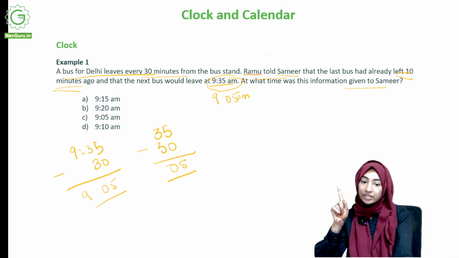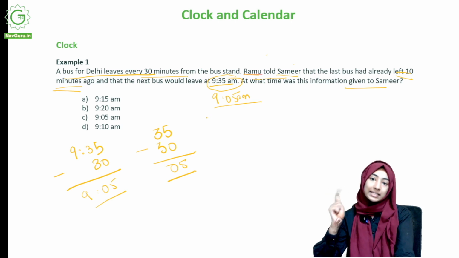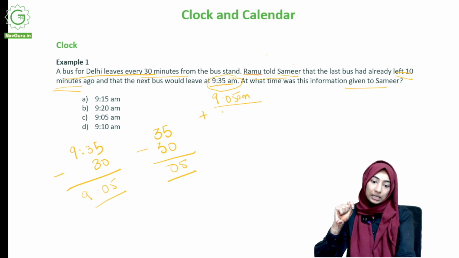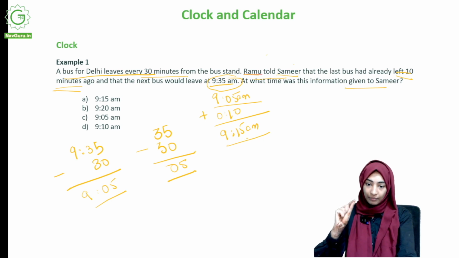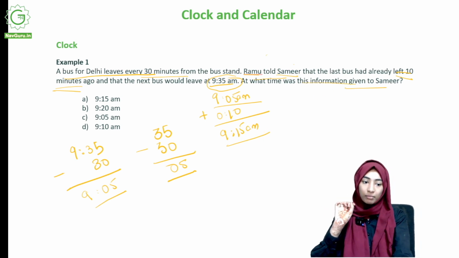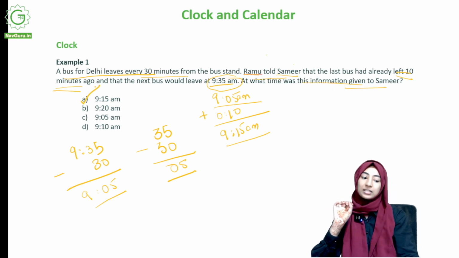So if the bus left at 9:05 a.m., what is 10 minutes after that? Plus 10. What is plus 10? 9:15 a.m., right? So if to 9:05 a.m. you add 10 minutes, you get 9:15 a.m. So this is the time this information was given to Samir. So 9:15 is the answer.